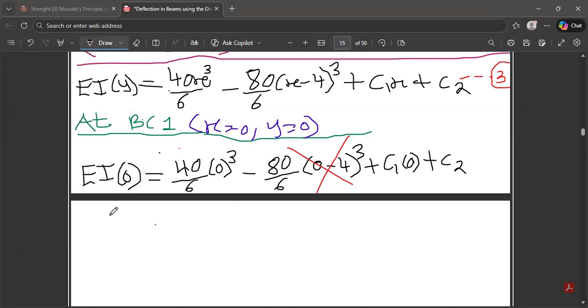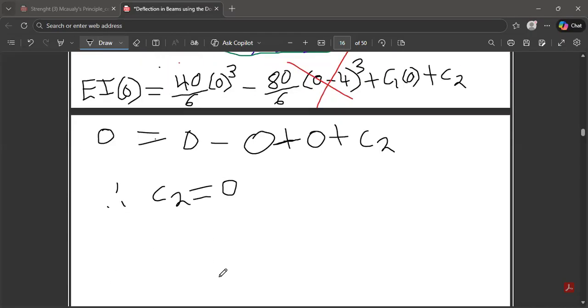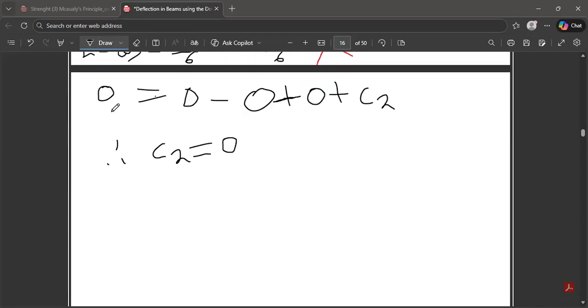So here, any number times 0 is still 0. Okay. So this is 0 is equal to 0 minus 0 plus C1 times 0, which is still 0, plus C2. So we can now say that, therefore, C2 is equal to 0.